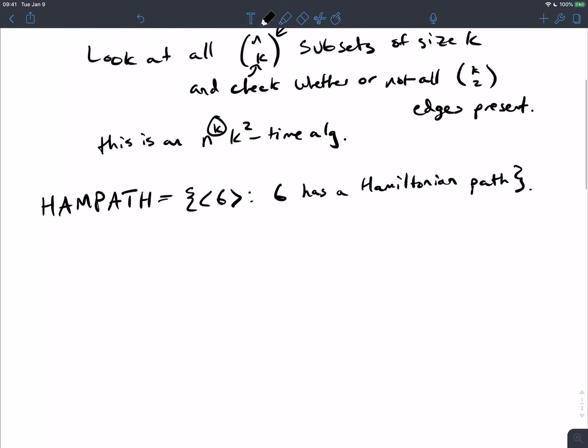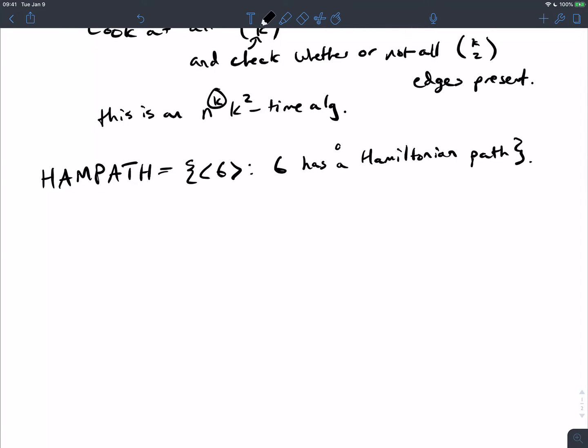But we're going to focus right now on the directed case. So we're going to only focus on directed graphs for now, and then we'll go back to undirected graphs because there's a little bit of work to do there as well.